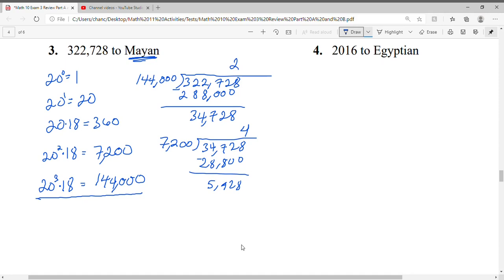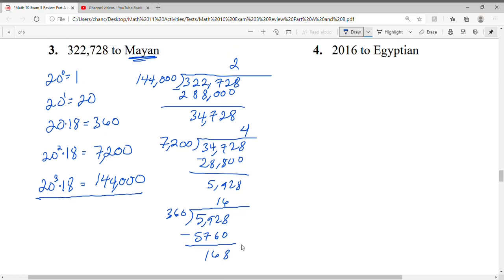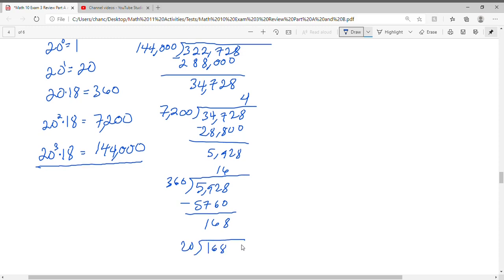We'll take the next power of 20, which is 20 times 18. We'll use 360 now, dividing into 5,928. And the closest I can get to this is 16 times. 360 times 16 is 5,760. Let's subtract. I get 168. Then we'll look at the next power, and that's going to be 20. We'll take 20 and divide into 168. The closest I can get is 8. 8 times 20 is 160. Let's subtract. I get a remainder of 8.